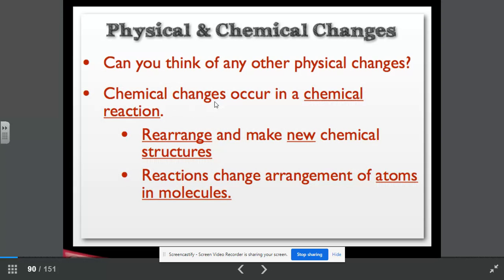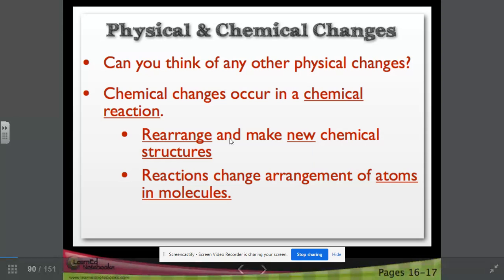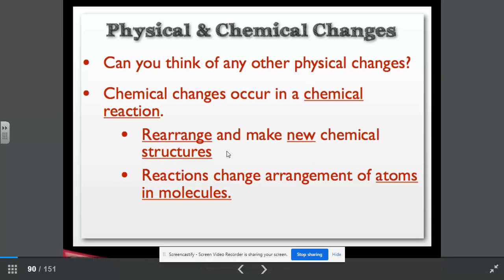Chemical changes occur in a chemical reaction. What is important to know is the atoms are rearranged to make new chemical structures, something completely new. Think of, remember I said sodium and chlorine come together to make table salt, sodium chloride, something completely different. Reactions change the arrangement of the atoms in the molecules. We're going to be talking a lot about this in class.